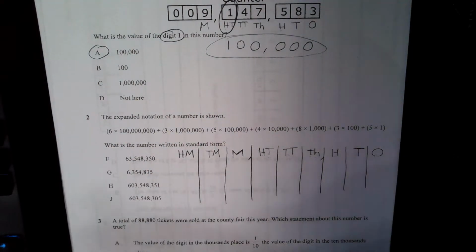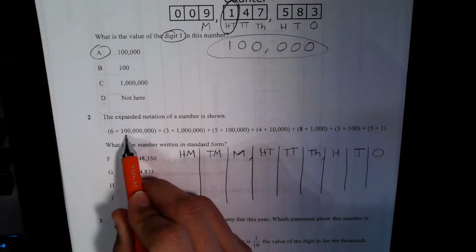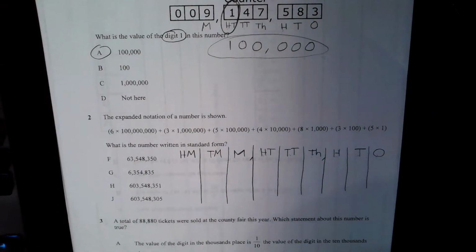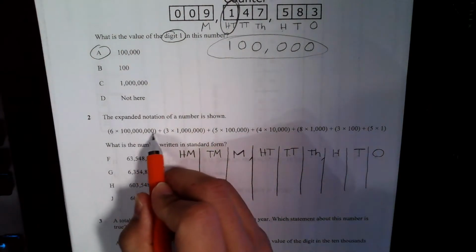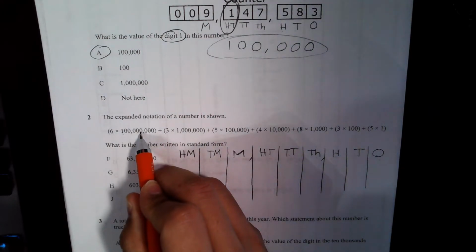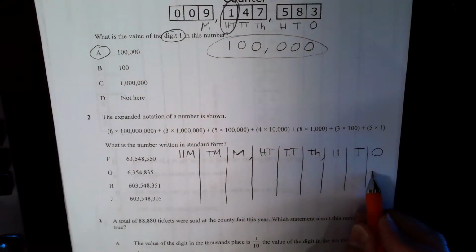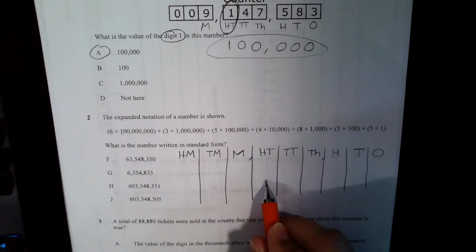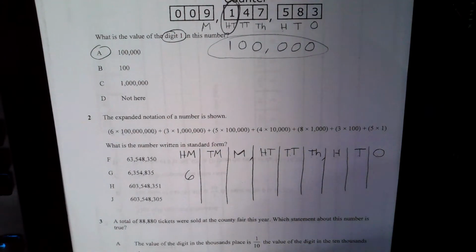I'm going to start with the biggest one they give me. There's a 6 in the 100,000,000 place. And again, if you're ever not sure what place value this is, count how many place values till you get to the 1. That's where it goes. So 1, 2, 3, 4, 5, 6, 7, 8, 9. So the 6 goes into the ninth place value. 1, 2, 3, 4, 5, 6, 7, 8, 9. So that's where my 6 belongs.